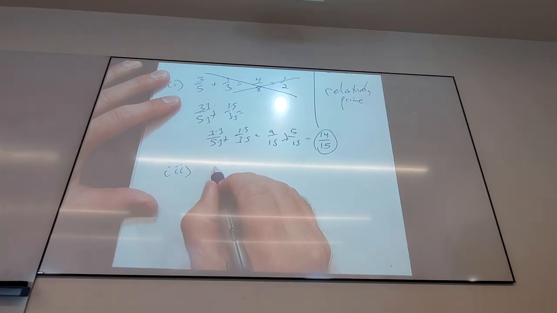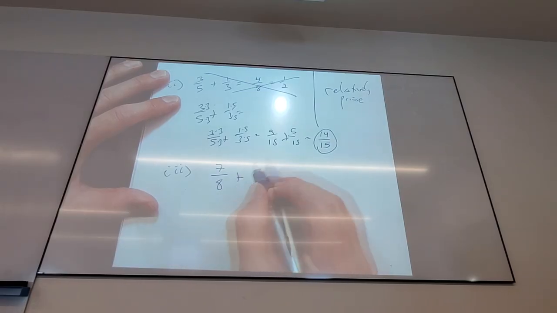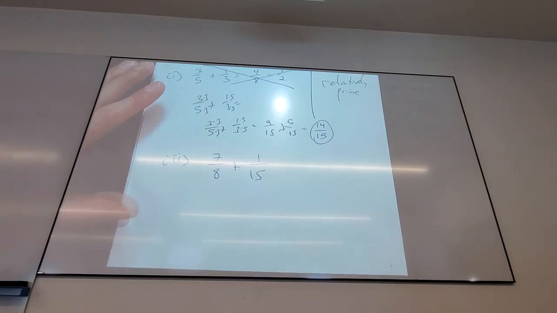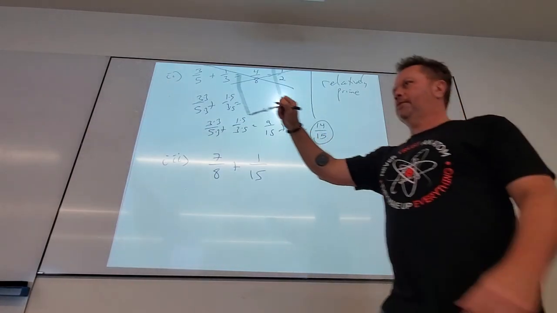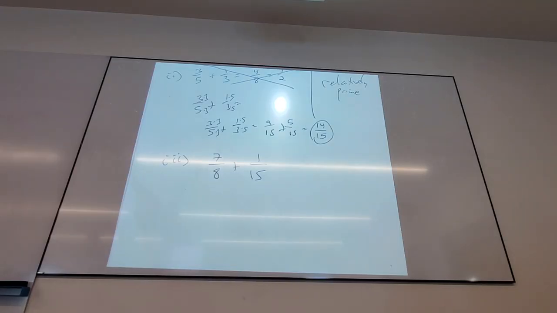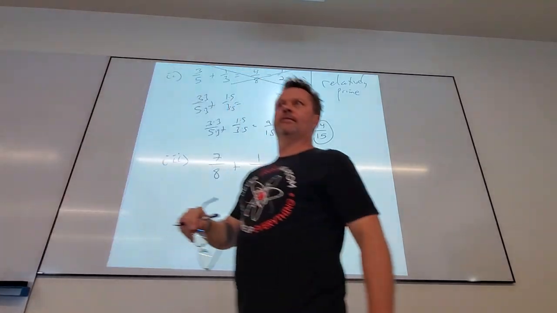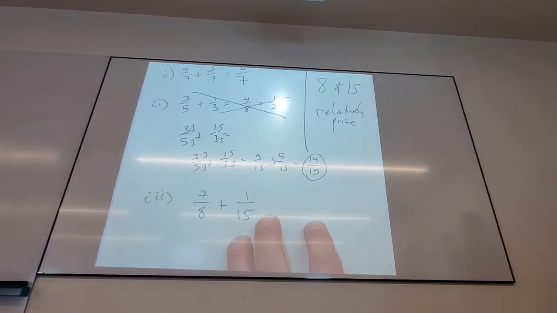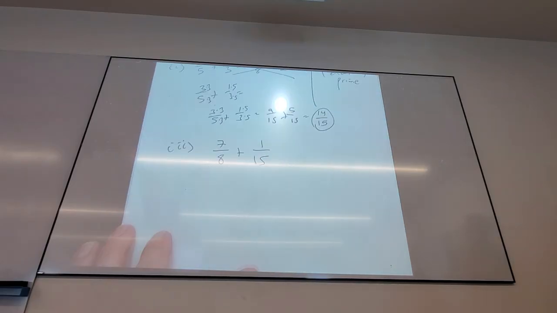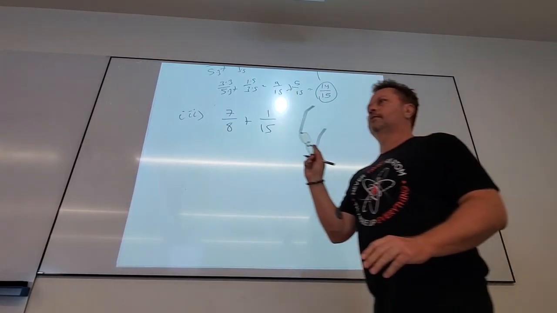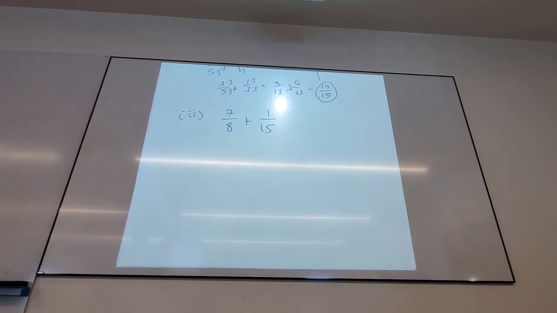So just to extend this idea, if I had 7/8 plus 1/15, based on what we just said a minute ago, what would the LCD be? Are 8 and 15 relatively prime? Yes. I need you to get this idea. This is a cool idea. You should have been taught this when you first learned fractions, and if you weren't, I'm sorry.